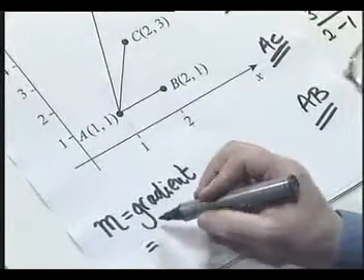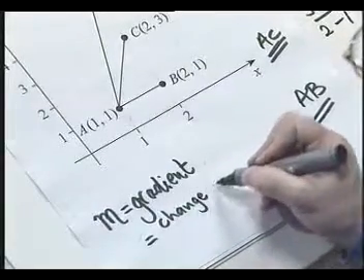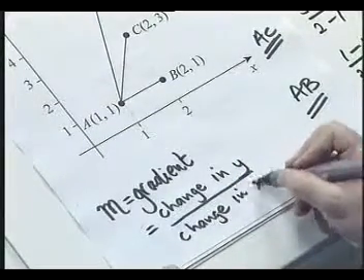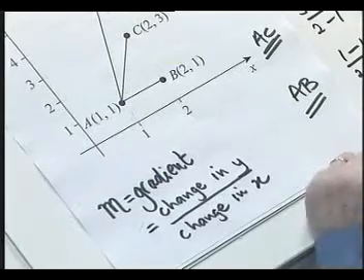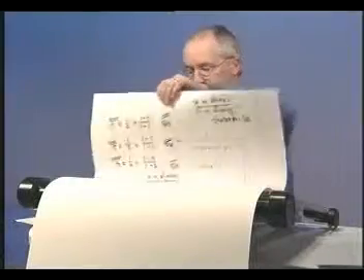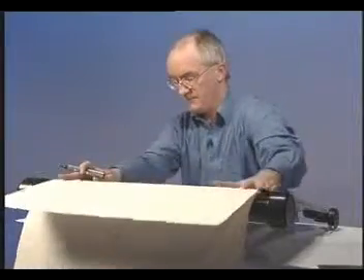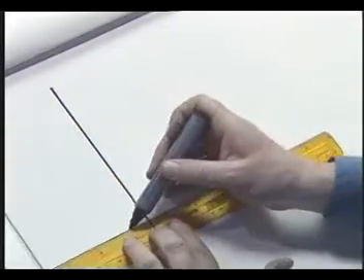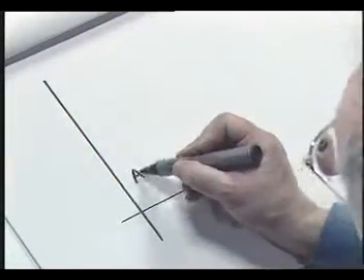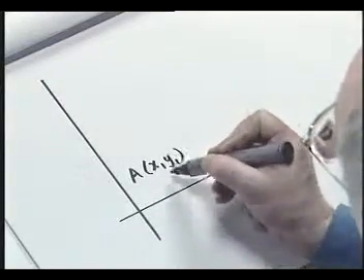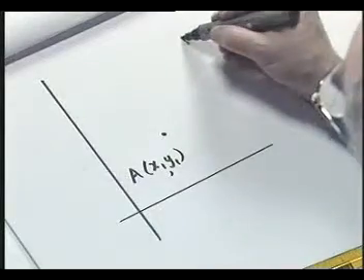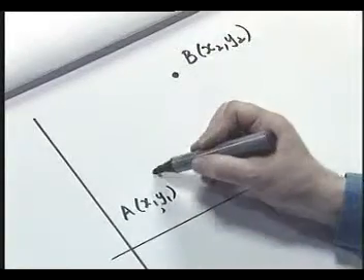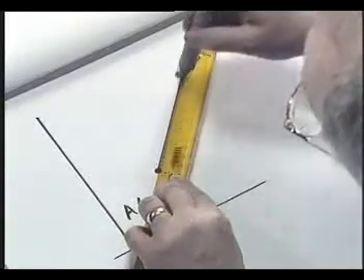So the gradient is defined to be the change in y divided by the change in x as we move from one point to a neighbouring point. Let's do that for some general case. Suppose we have a system of coordinates, a point A, (x1, y1), and a point B, (x2, y2). And we're interested in the gradient of the line segment joining A and B.